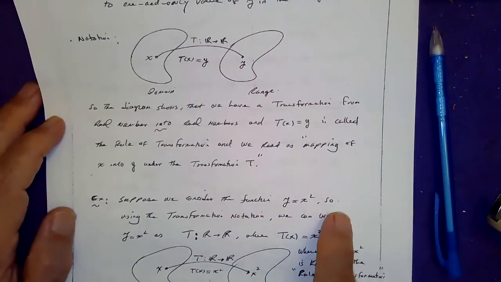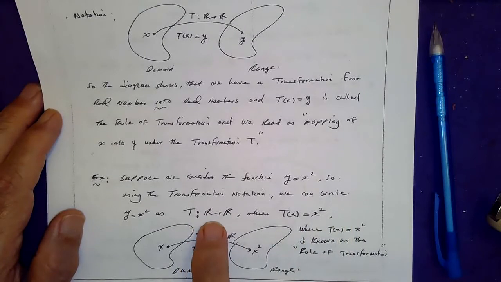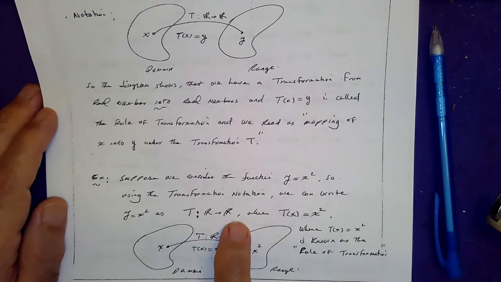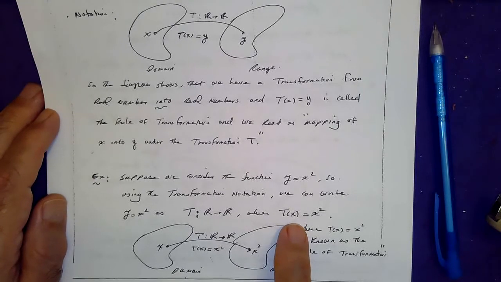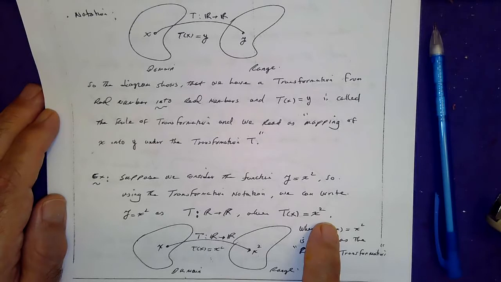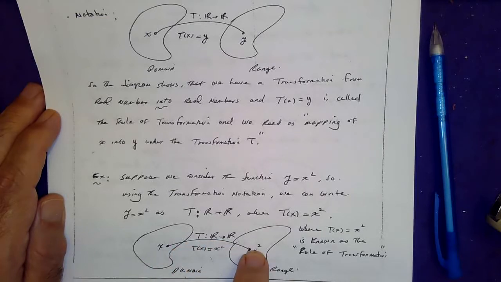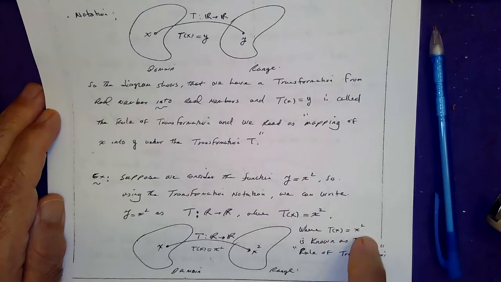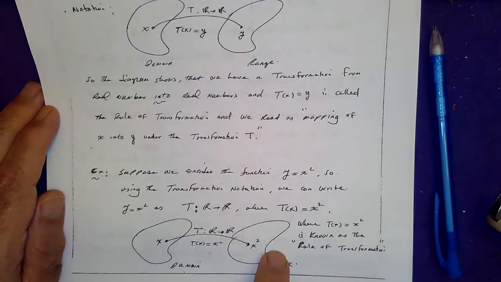Suppose now the function is x squared. Using the transformation notation, you write T goes from one vector space, R, to a different vector space, which is also the set of real numbers. And let's say the rule of transformation is defined as T of x is equal to x squared. So every time you pick a value of x here, the image of x, or the transformation of x, becomes x squared. So T of x equals x squared is also known as the rule of the transformation. We come from the domain to the range, and these are real numbers, so are these.